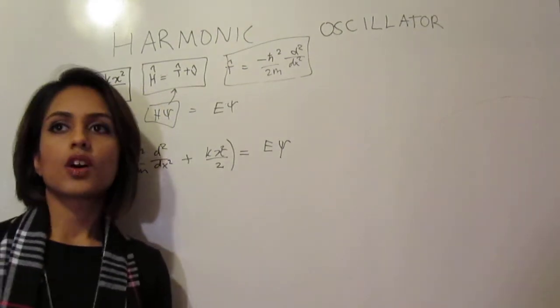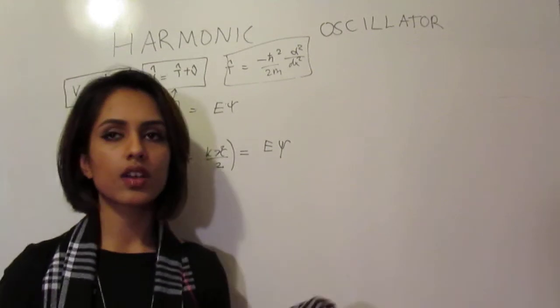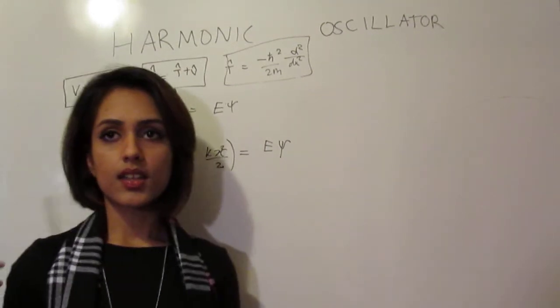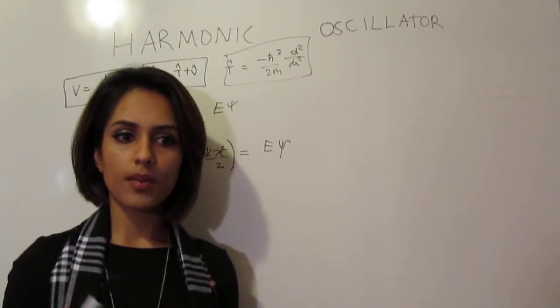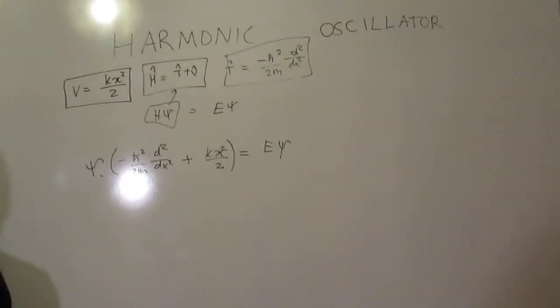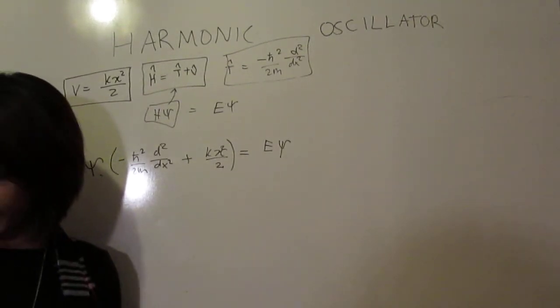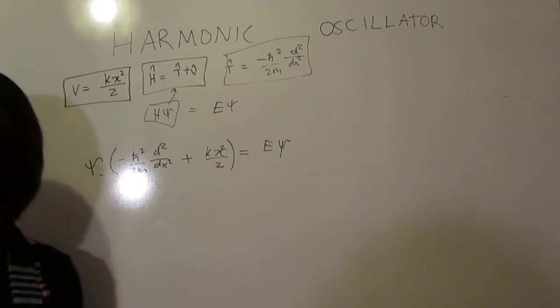And now to solve the Schrodinger equation for the harmonic oscillator, we need to find a trial wave function. And for the trial wave function, I'm going to be using the wave function A e to the minus alpha x squared.